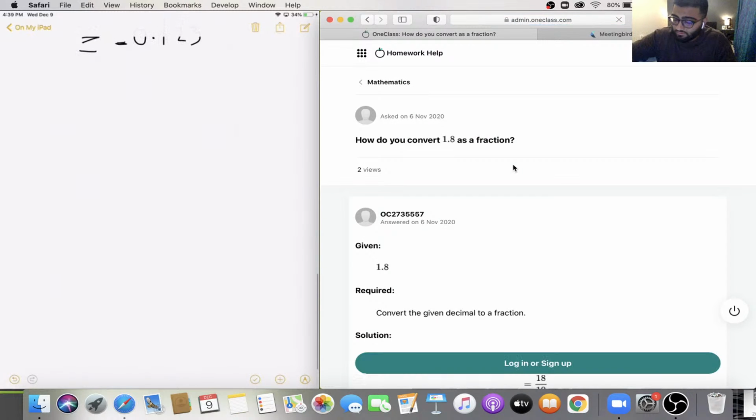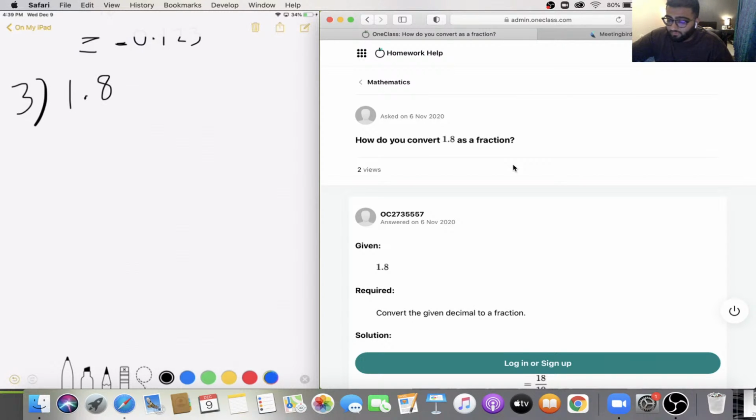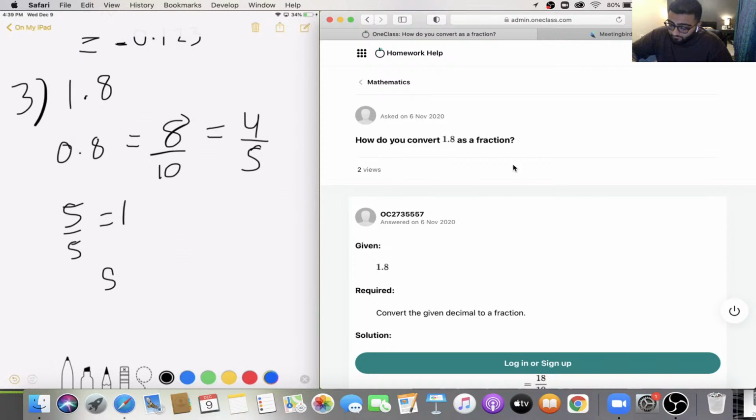Alright, our next question, number 3. How do you convert 1.8 into a fraction? So we have 1.8. How do we convert that into a fraction? Well, first what we'll do is, what is 0.8 as a fraction? We know 0.8 as a fraction is 8 over 10, or simplified even more is 4 over 5. And then if we have one whole, if we're talking about fifths, then 5 over 5 is equal to 1, right? Then we have 5 over 5 plus 4 over 5 is equal to 9 over 5.